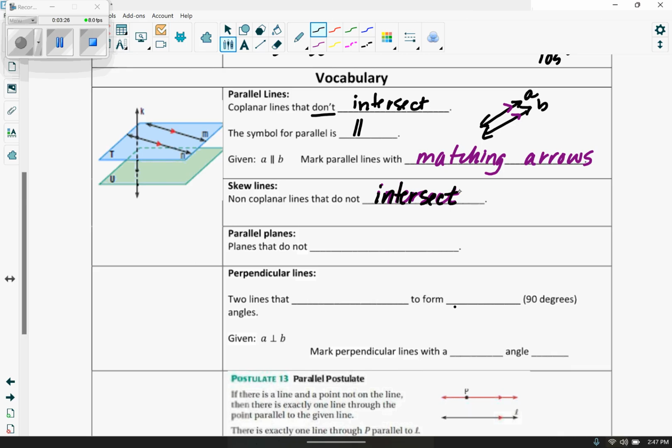Parallel planes, but that would be kind of like the ceiling and the floor. Those are going to be parallel. So if I were to have, like, here's the ceiling, and this is the floor, they're not going to intersect. Okay, so planes that do not intersect.